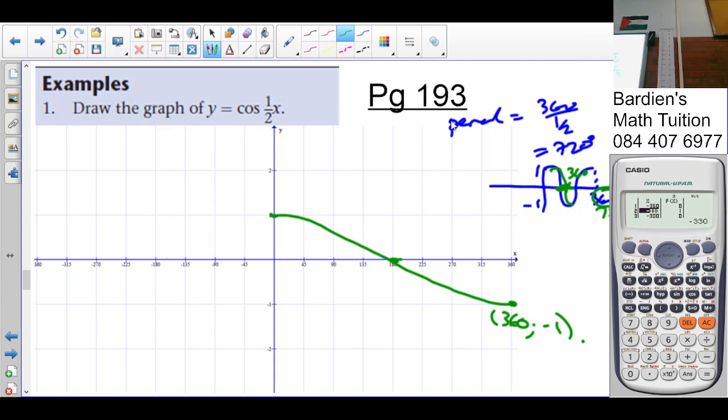So it's 360 and minus 1. Do you guys understand? So of course the graph is coming this side as well. And the graph is symmetrical. So that is what the graph is going to be. And no stress, no fuss. There's the graph.